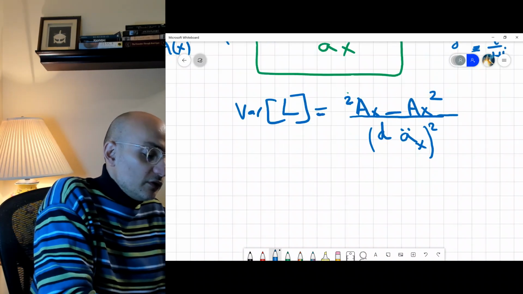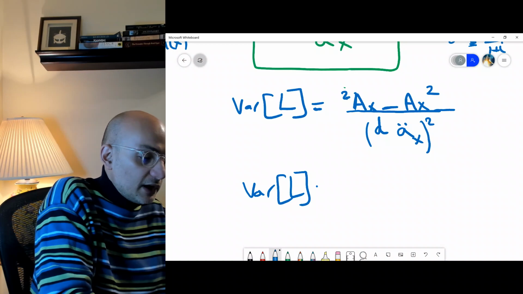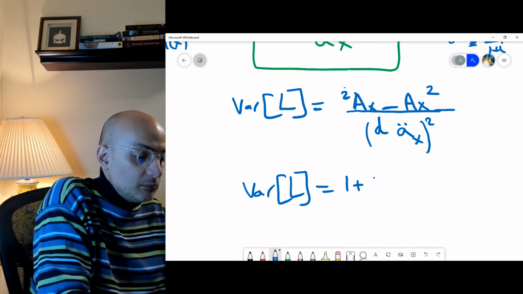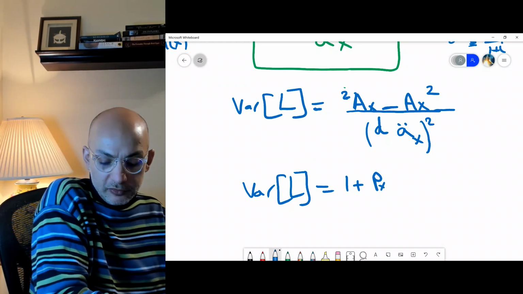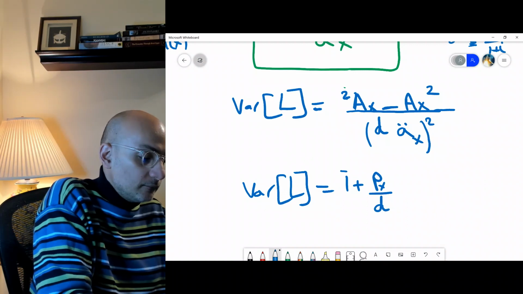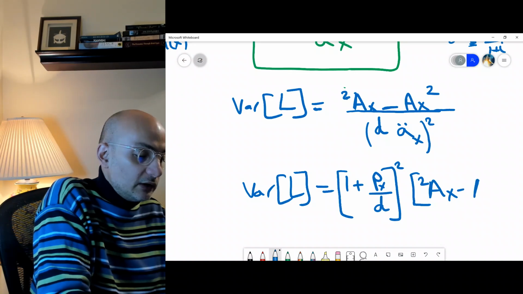You can also write it a different way. The variance of the loss at issue random variable can also be written as 1 plus P X, the premium, 5%, 6%, which is a constant, divided by D, all raised to 2, and then multiplied by AX 2, the second moment, minus the first moment raised to 2.